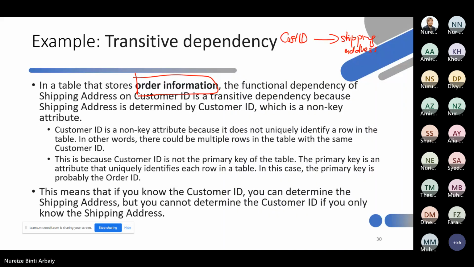This is because customer ID is not the primary key of that table. The primary key is an attribute that uniquely identifies a row, so the order ID should be the primary key. But in this case, customer ID is used, not the order ID, so we can say that this is not a primary key. When it is not a primary key and is used to identify the shipping address, then it falls under the category of transitive dependency.